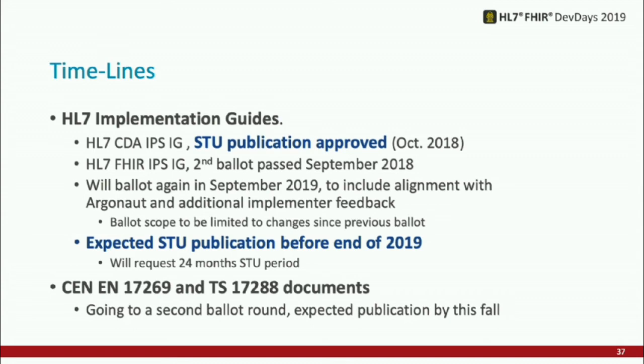We're balloting again this September, and the main purpose of that is aligning with the Argonaut specification and additional implementer feedback that we've gotten. We want to try to be as closely aligned as possible. We're expecting to publish officially the IPS FHIR IG STU before the end of this year, hopefully sometime in the mid or late fall.